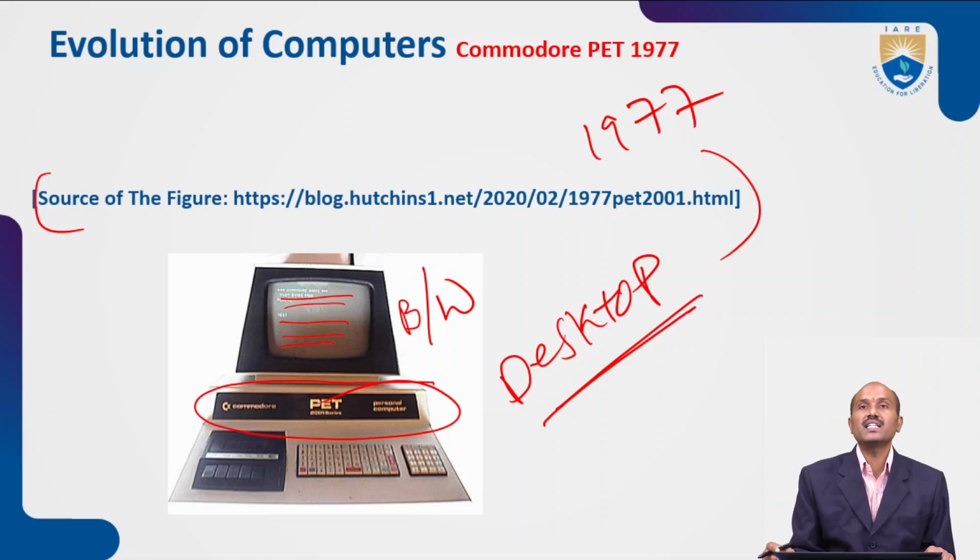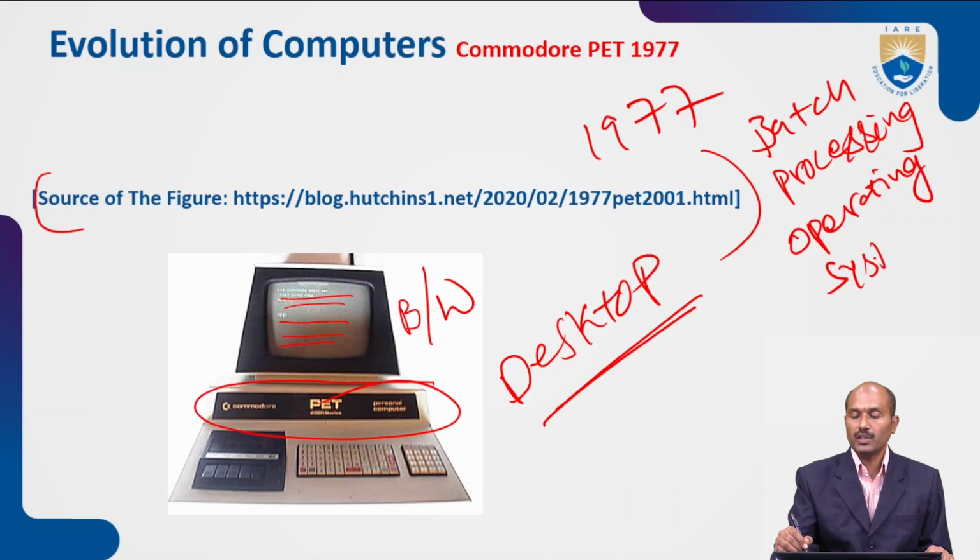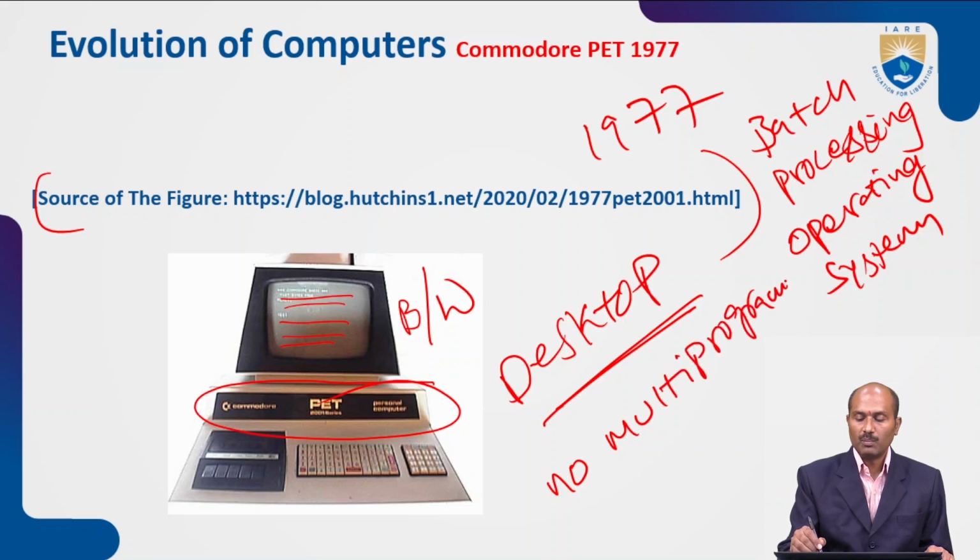But the operating system was there in this computer also, a batch processing operating system. This computer also consists of the batch processing operating system. There was no multi-programming in this computer.